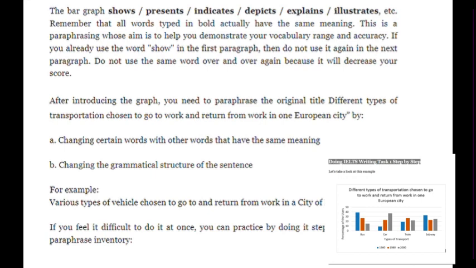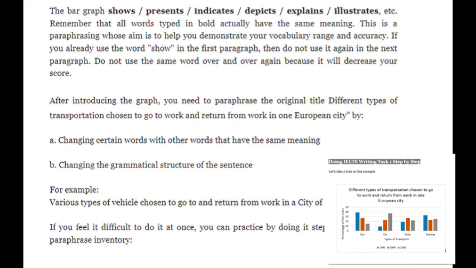After introducing the graph, you need to paraphrase the original title. For example, here the title was different types of transportation chosen to go to work and return from work in one European city. You need to change certain words with other words which have the same meaning. You also need to change the grammatical structure of the sentence. For example, various types of vehicle chosen to go to and return from work in a city of Europe.